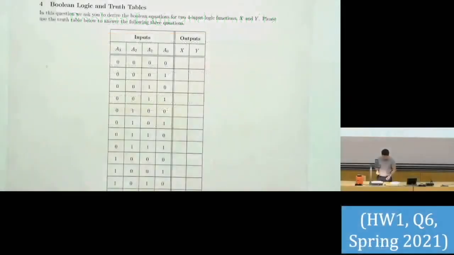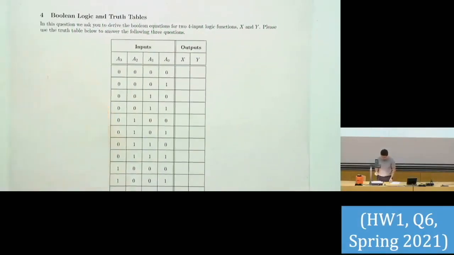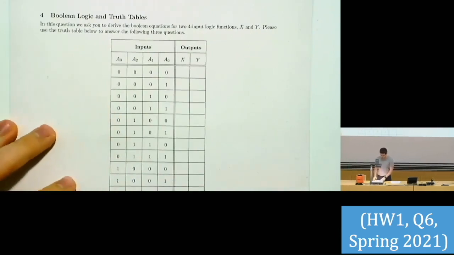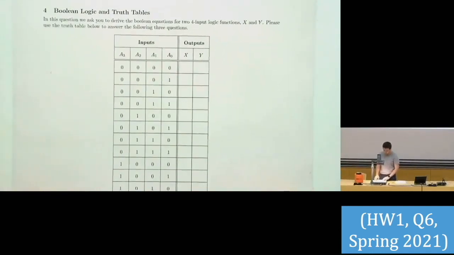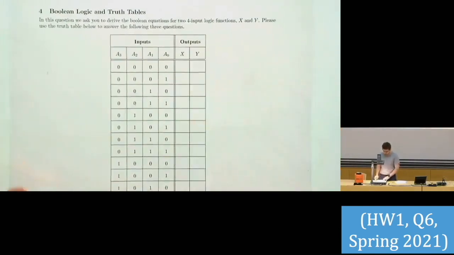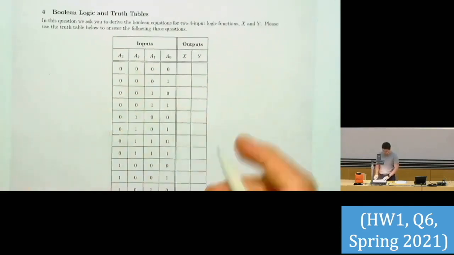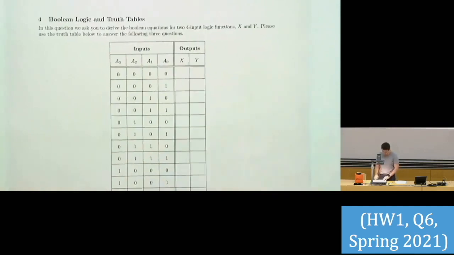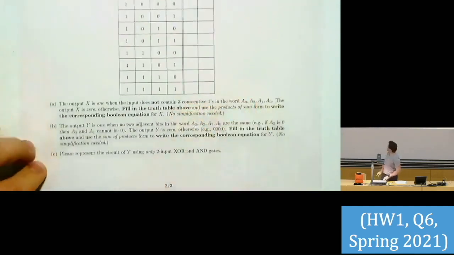So the question is about Boolean logic and also truth tables, as it also writes here. In this question, we have 4 inputs and also 2 functions which are directly related to these 4 inputs, and we are basically asked to fill this table and also write the Boolean formula for X and Y here. So these are our inputs, A3 to A0, and these are our functions that we're going to fill the truth table here. So let's look at the first, you can see it, right? Okay.